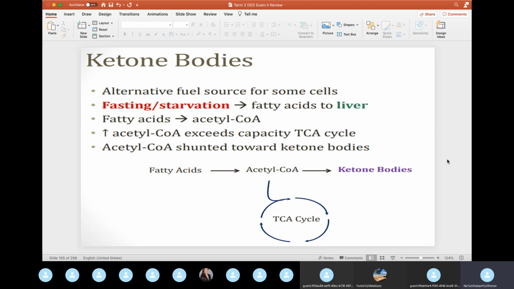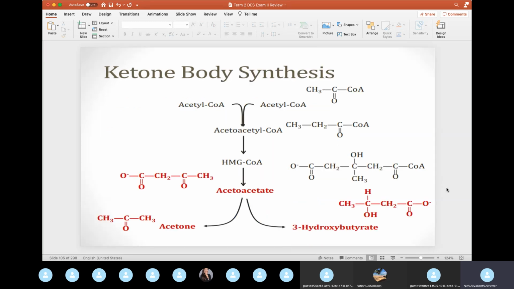How about if I'm fasting or you're dieting? What happens? You have an increased production of ketone bodies. This is an alternative fuel source for some cells due to fasting or starvation. So the acetyl-CoA is shunted towards the ketone bodies. So we have breakdown of fatty acids to acetyl-CoA. Instead of acetyl-CoA going into the TCA cycle, it goes to production of your ketone bodies. Why? The increase in acetyl-CoA is too much. It exceeds the capacity of your TCA cycle. Voila, this is the ketone body synthesis.